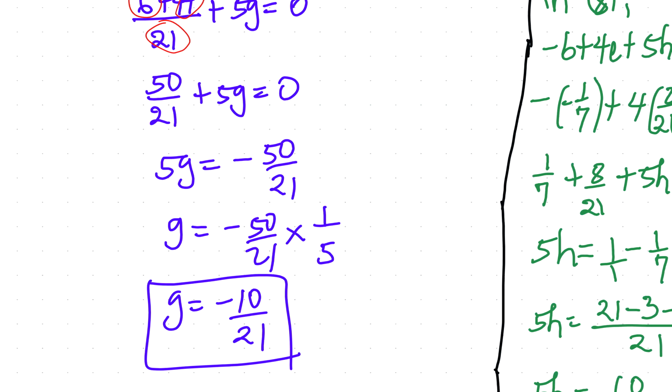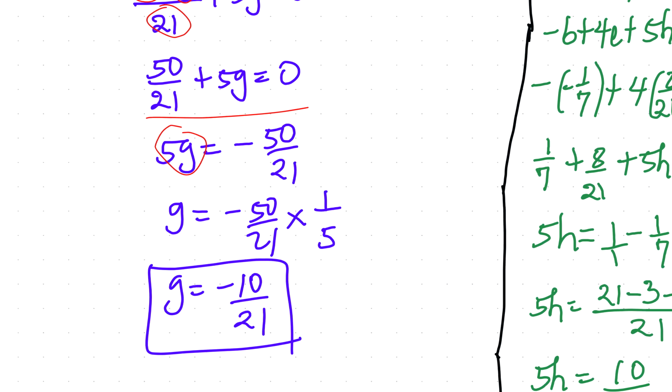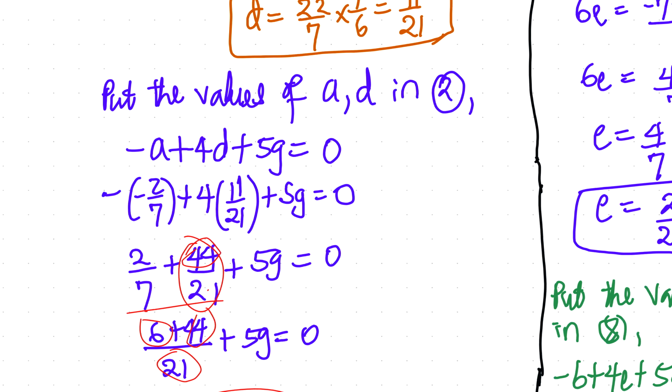So 5g is here, so you can transfer this to the other side. So you have minus 50 over 21. Divide both sides by 5. So that means g is minus 50 over 21 times 1 over 5. 5 here is 1, 5 here is 10. So you have g is minus 10 over 21. So with this, you've got A, D, and G. So we need B, E, and H.